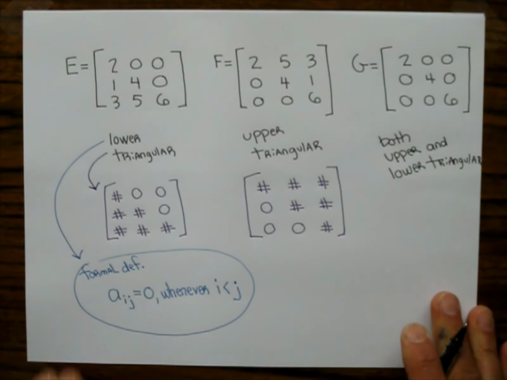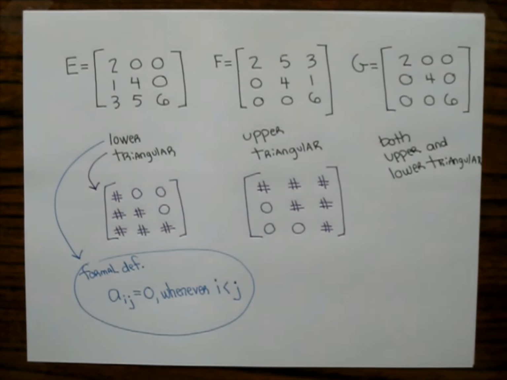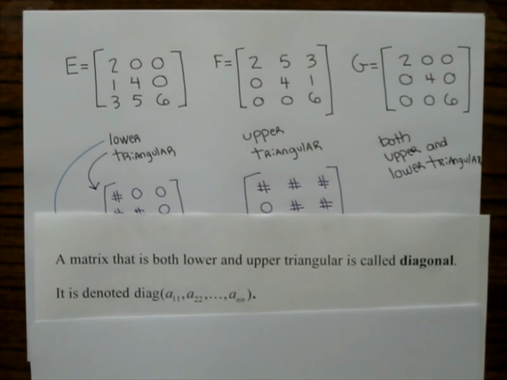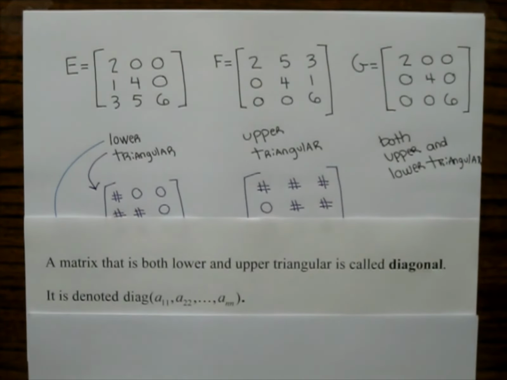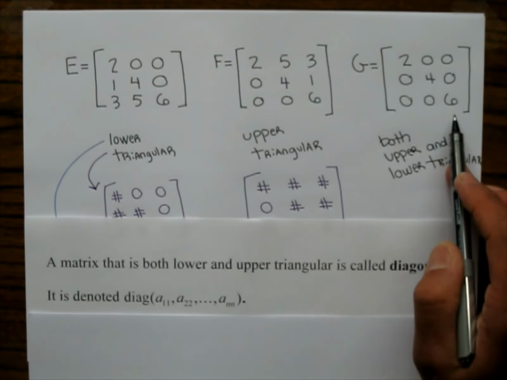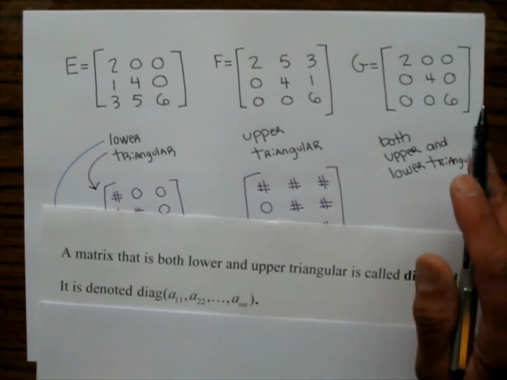So that's pretty unique. In fact, that comes up a lot in linear algebra. So let's take a look at the definition there. A matrix that is both lower and upper triangular is called diagonal. So this is called the diagonal matrix. Why don't we write that down?